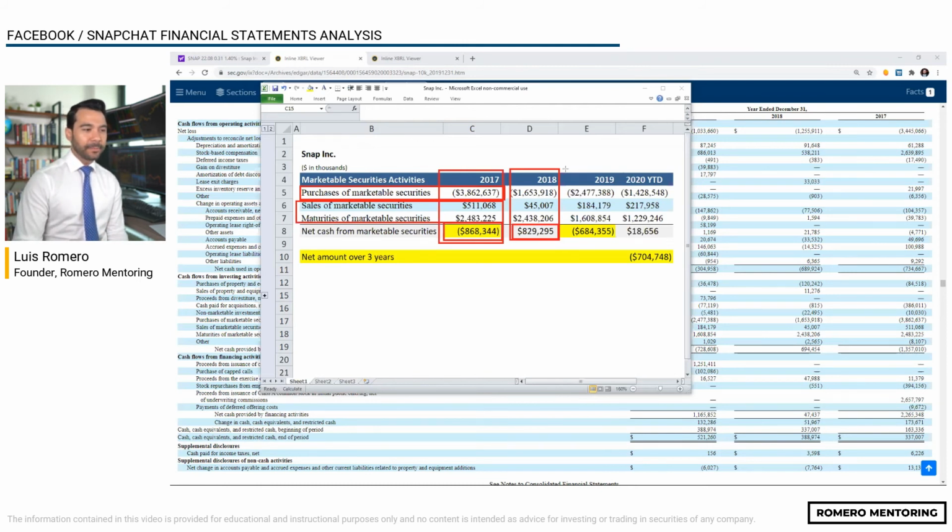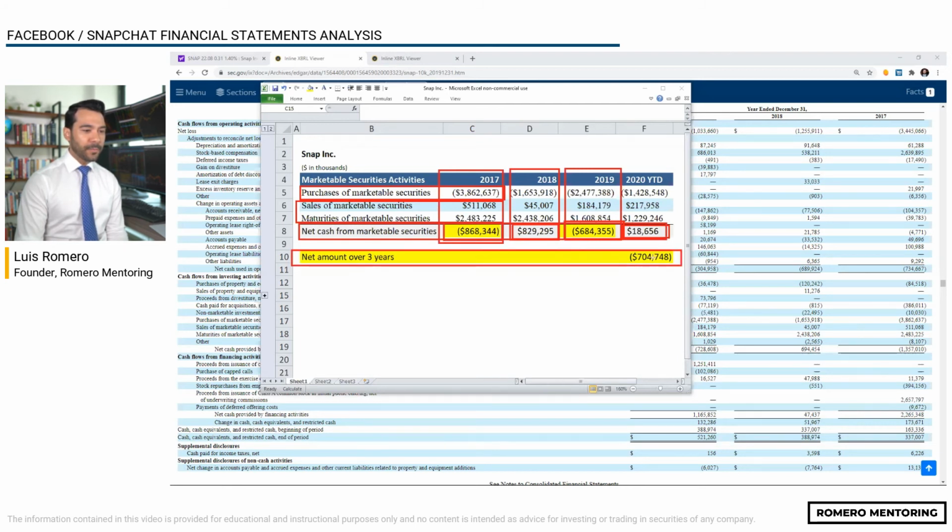In 2018, net, they've basically made 829 million, or their cash inflow from that activity. Look at 2019. 2019, it was a negative amount of 684 million. And year to date in 2020, in the first 6 months of the year, it is $18 million. But when you take the aggregate amount of all of these numbers on a net basis, net amount over 3 years, $700 million, folks. So engaging in marketable securities, buying and selling over 3.5 years, they've lost $704 million.